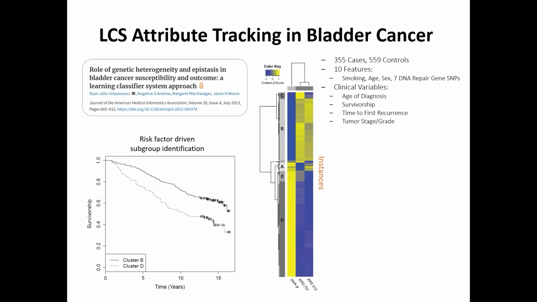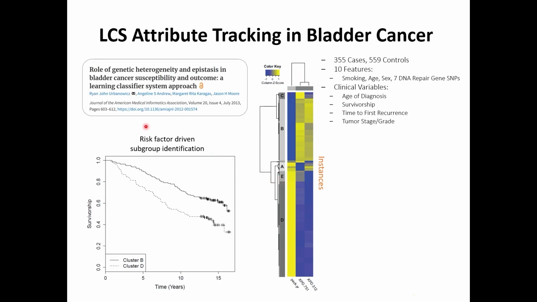Adding this attribute tracking concept to a learning classifier system designed for supervised learning, we published this paper applying that algorithm to a small bladder cancer dataset in search of genetic heterogeneity. In this analysis, we found these attribute tracking scores, where one major subgroup illustrated a signature of a two-way interaction between two DNA repair SNPs, and a separate larger group was identified where pack year smoking was the most important variable for predicting their outcome. Of note, we didn't know these two subgroups ahead of running the algorithm.